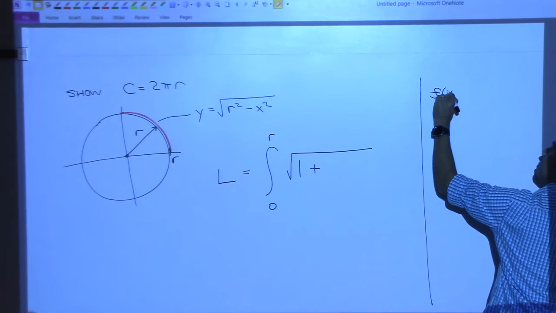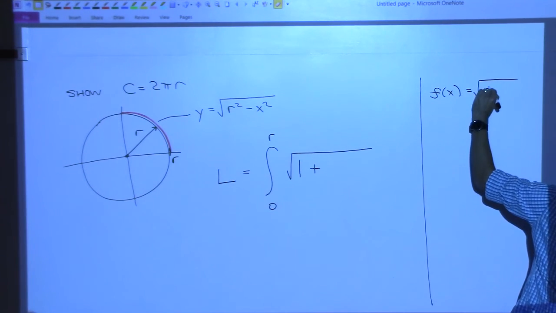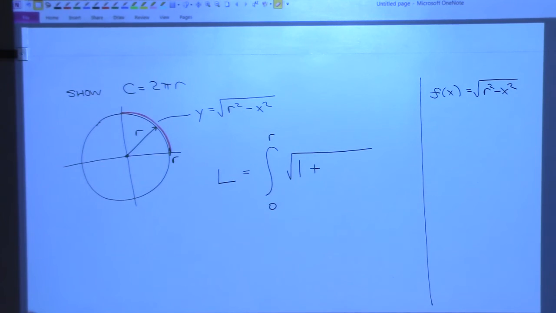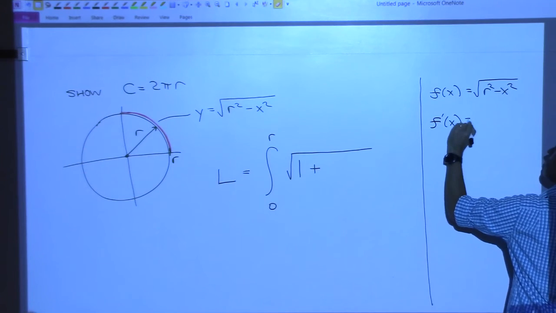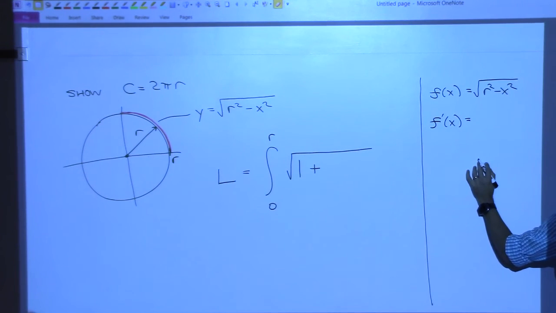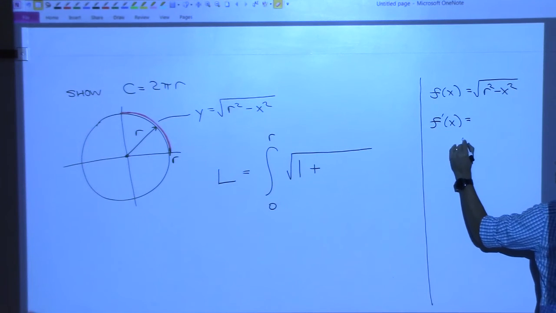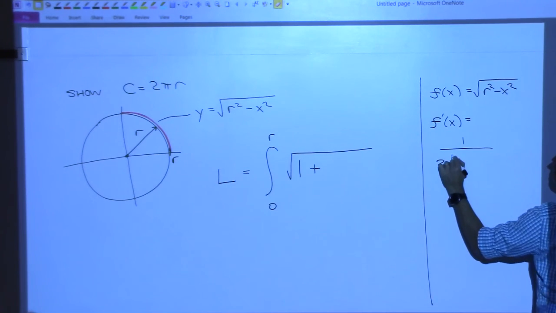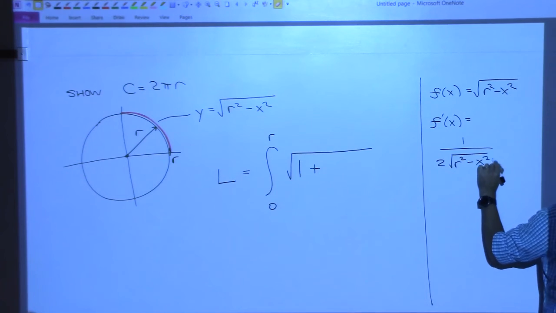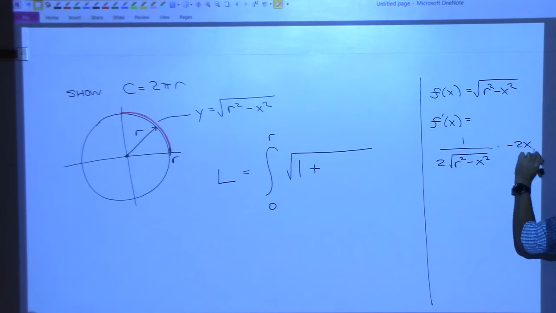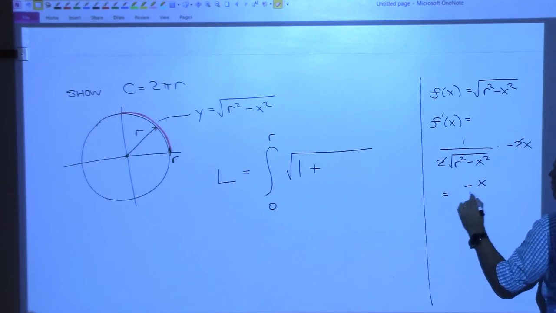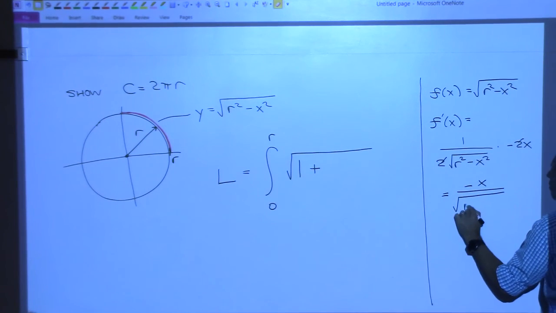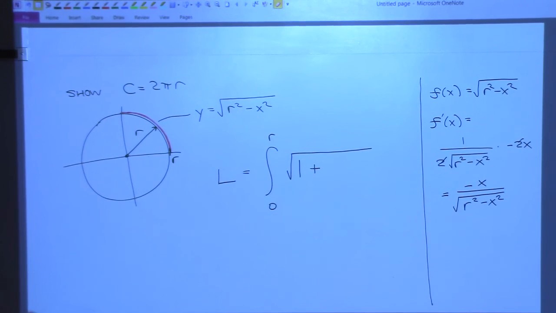Our f of x in this problem is the square root of r squared minus x squared. What is the derivative of this? Well, can't you write that differently? You can, and I would trust that you could do this if you had enough time, right? That would be the derivative of that. And you'd get some cancellation here of 2's. So your derivative is negative x over the square root of r squared minus x squared. That's our derivative, right?